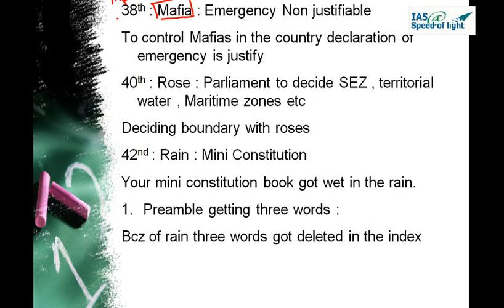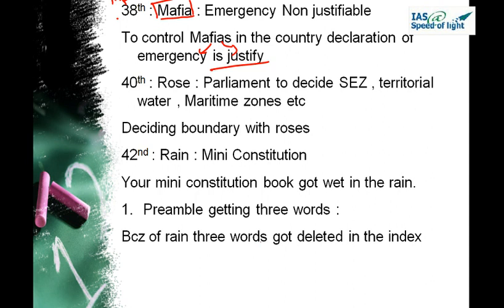it deals with the emergency situations, okay, and it made the emergency which are declared by the president non-justiciable. So emergency not justiciable. So to control mafias, to control the unsocial elements in the society, declaration of emergency is justified. So mafias we are relating with emergency and justification. 38th Amendment Act, it is mafia and we are linking with the emergency is non-justiciable.